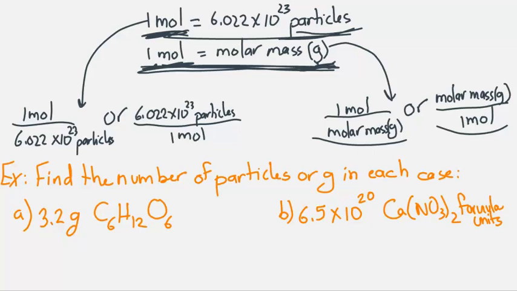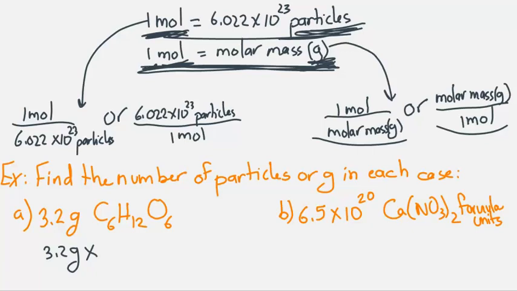The third and last example in this video is find the number of particles or grams in each case. In part A, we have 3.2 grams of glucose molecules. I want to change it to particles, or molecules in this case. Let's start step by step. 3.2 grams times. If you look at the relations, there is no direct relation between gram and particle. So we need to change gram to mole, then mole to particles.